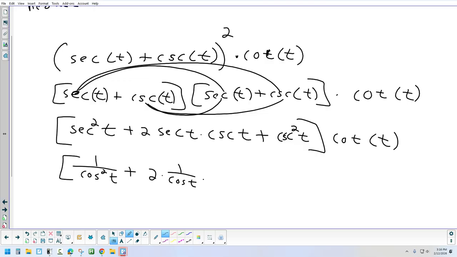How about cosecant? How do you write that? Yeah, 1 over sine. Okay. How about cosecant squared? What would that one be? Yeah, 1 over sine squared. And lastly, how about cotangent? How do you write that one in terms of sines and cosines? Yeah, cosine over sine.